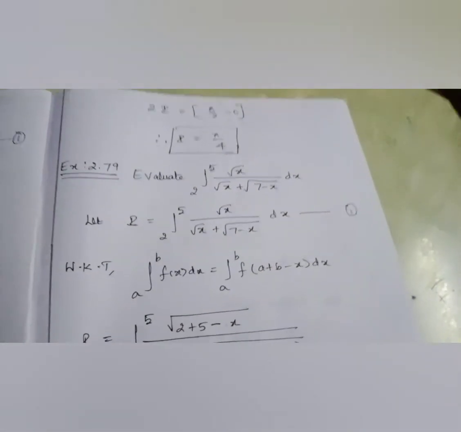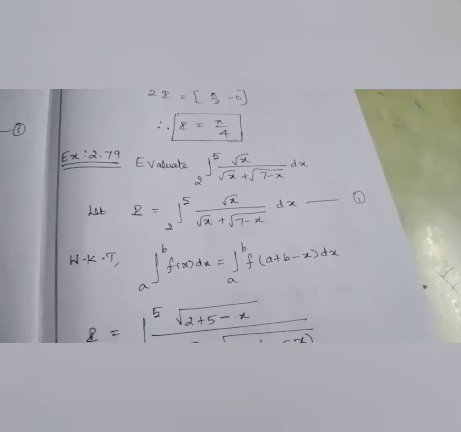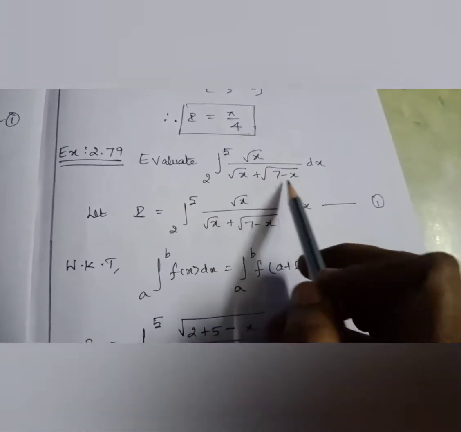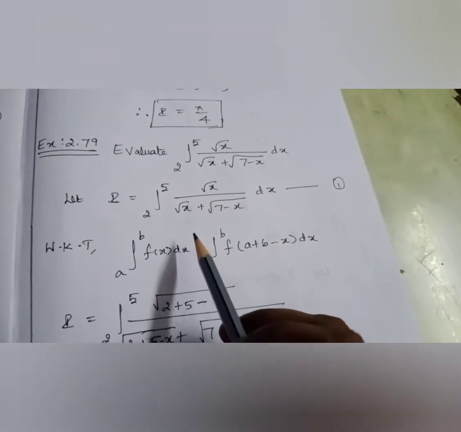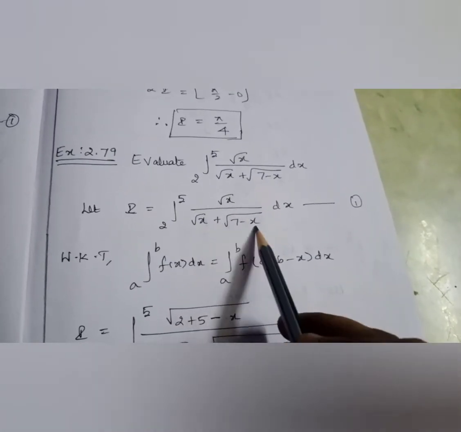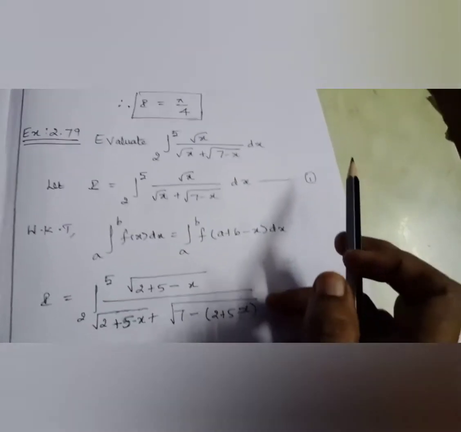Okay, now the second example, 2.79: evaluate the integral from 2 to 5 of root x divided by root x plus root of 7 minus x dx. So first we will name this as, let I is equal to integral 2 to 5 root x divided by root x plus root of 7 minus x dx. Let us name it as 1.